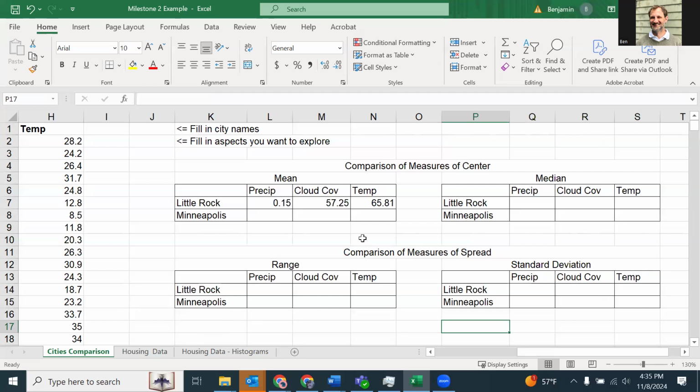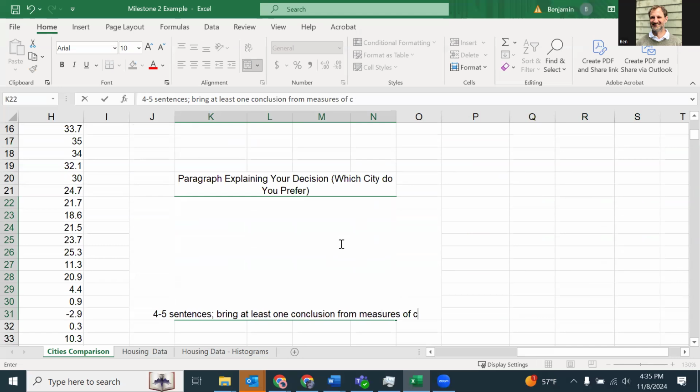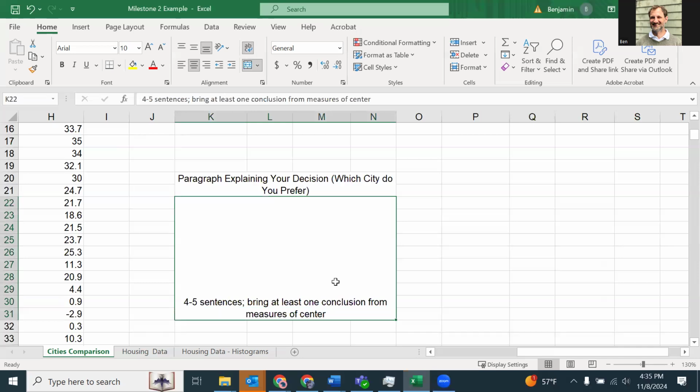Once you get all these numbers, then it's time to write the paragraph. And there are some good questions about my expectations around this paragraph. First of all, I would say 4 to 5 sentences. I would say bring in at least one conclusion from measures of center. By the way, the fact that this isn't wrapping is related to this button up here. So if you click on the box and then you click this little wrap text button, it'll come around.